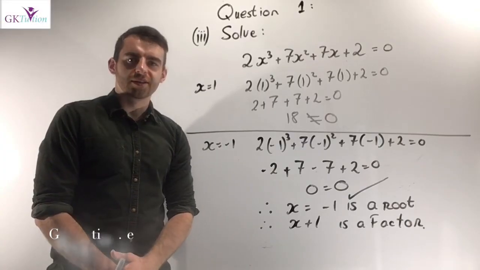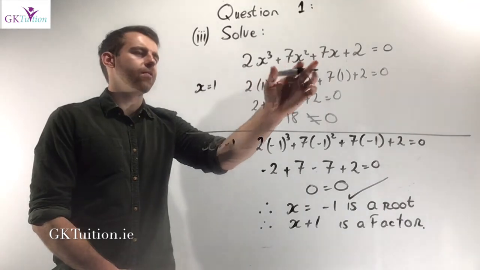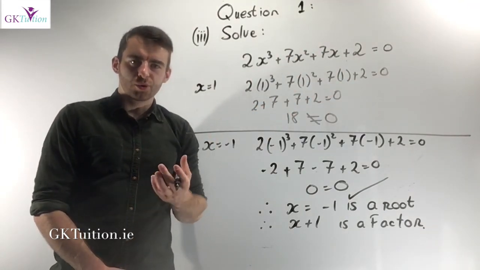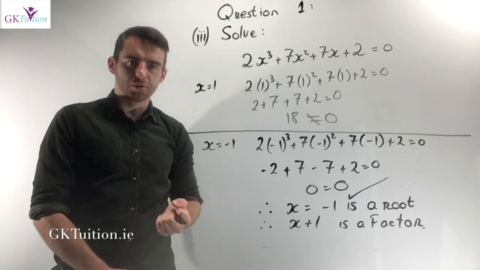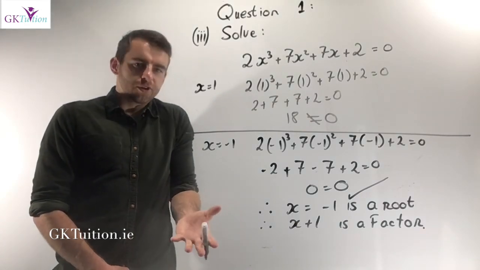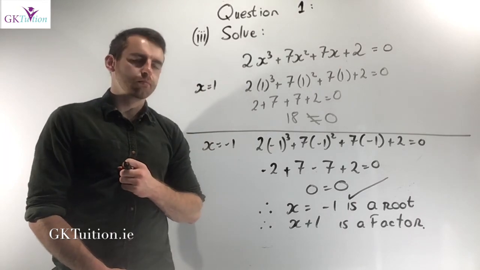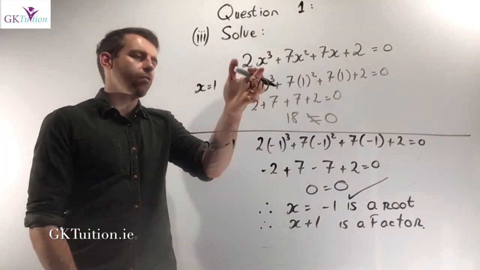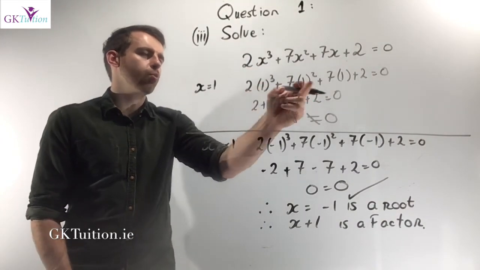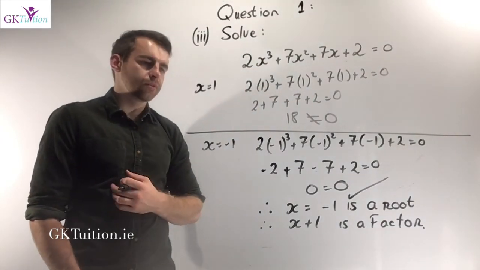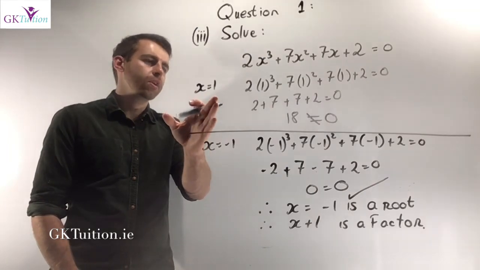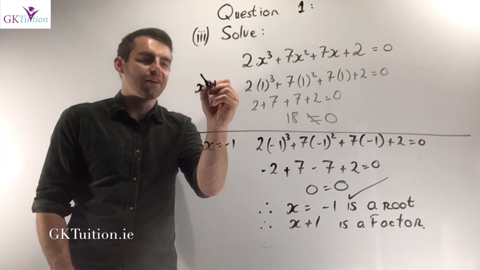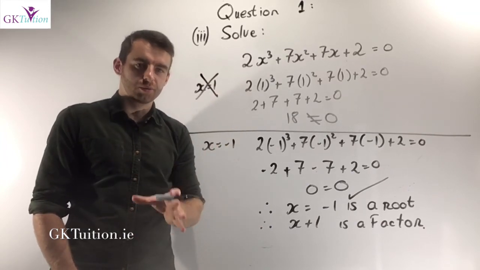In the third one, we had to solve 2x cubed plus 7x squared plus 7x plus 2 equals 0. As always, we're going to use trial and error to try and find the first root. Logically, the first one that we'll try is x equals 1. In order to investigate if x equals 1 is a root, you sub in a 1 everywhere there's an x in the original function, and hopefully everything cancels out. But when I subbed in x equals 1, I ended up with 18 equals 0, which it clearly isn't. So in that case, I know that x equals 1 is not a root.